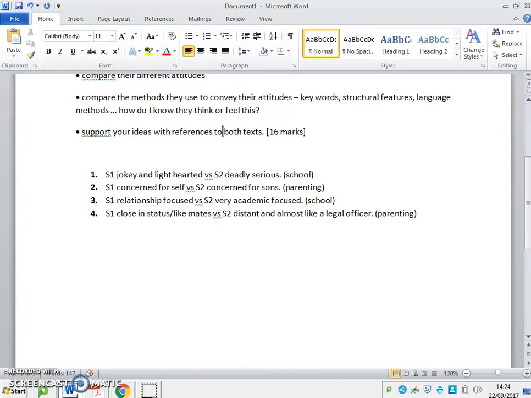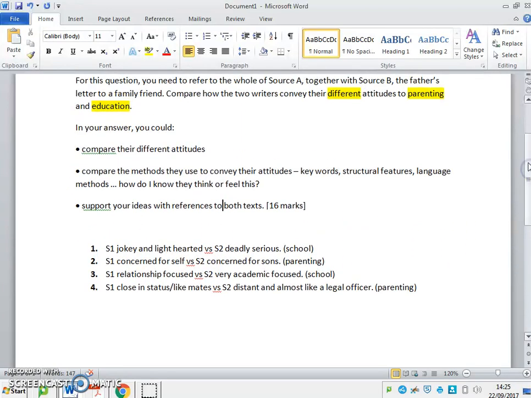So I've already done this, but I'm going to show you my process. The first thing I look for is feelings. With perspective, there are thoughts and there are feelings. And depending on your personality, you could either start with thoughts or feelings. Now, I know from the question that I must look for different attitudes to parenting and education. So I've done one of each. I've done a thought and a feeling about each.